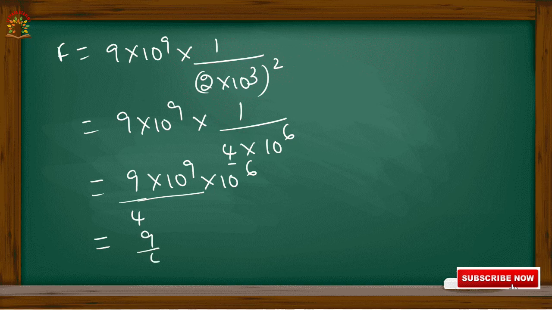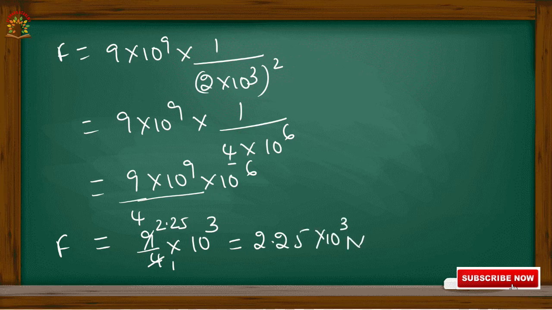So 9 by 4 into 10 to the power of 9 minus 6. It becomes 10 cube. So that is equal to 9 by 4. 4 ones are 4, 4 twos are 8, and again 4 twos are 8, 4 fives are 20. So the final answer is F is equal to 2.25 into 10 cube newtons. Therefore, F is equal to 2.25 into 10 cube newtons.